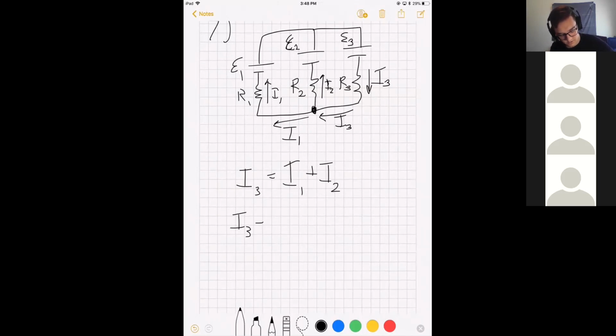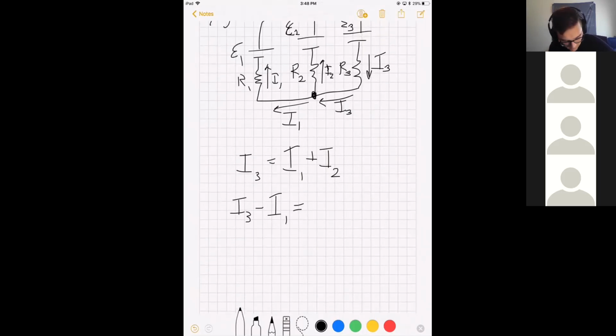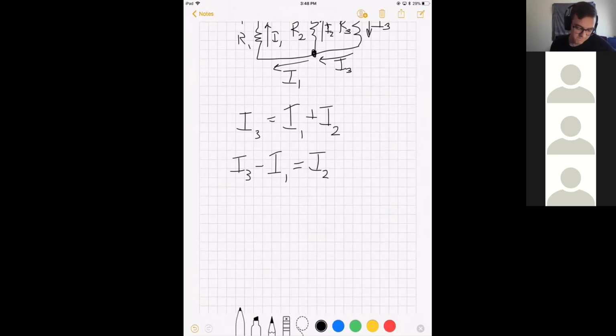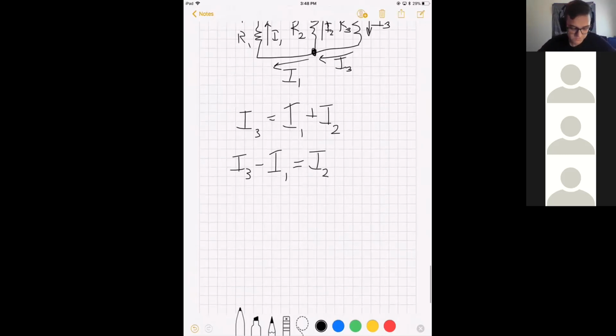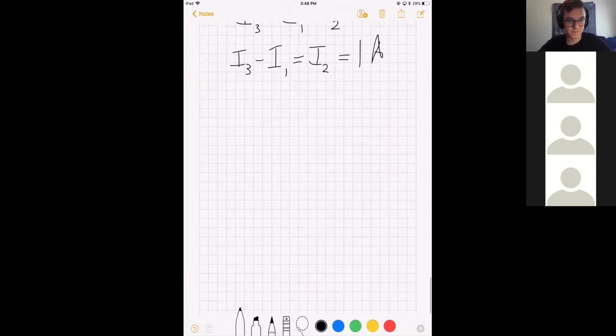Oh God, that's really weird. Okay, never mind. That's weird. Is it going to erase? It just won't let me erase that. Okay, so we got that. When you plug that in, it's 1 amp, right? Because it's 3 minus 2. So we've got that.